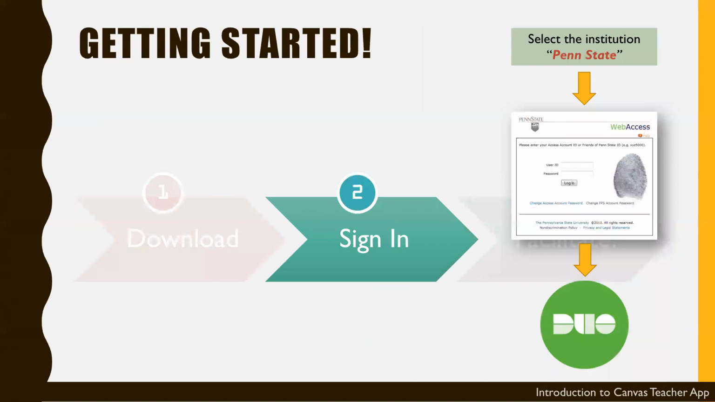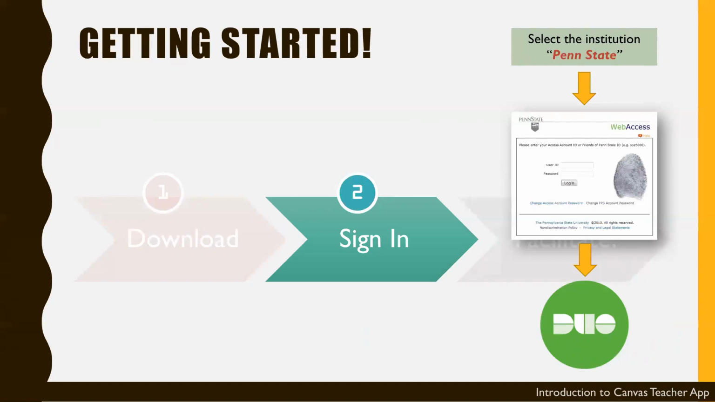Now, sign in. Once you download the app on your device, you need to sign into Penn State Canvas. When you first launch the app on your device, it will ask you to select the institution. There won't be any drop down for you to select from at that time. You may have to type in Penn State, and it will populate the list for you to choose from. Select Penn State as the institution. Then it will redirect you to the familiar login screen, the web access login screen, as you can see on this screenshot here. Just type in your Penn State Access ID and your password, and log in.